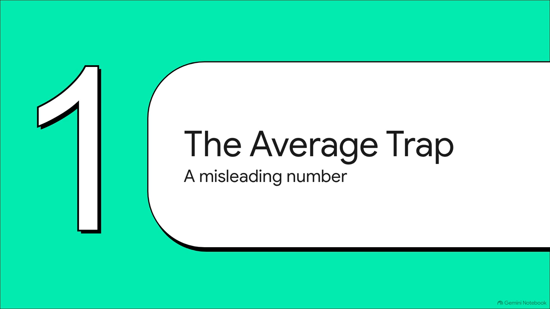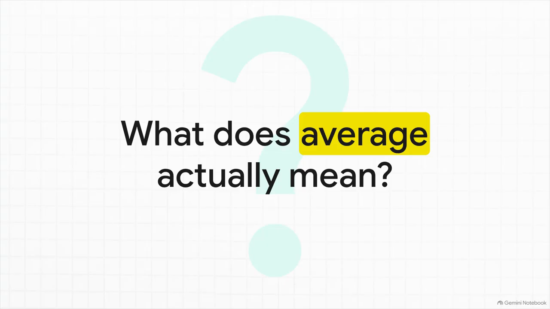Section 1. The average trap. The premise of the average trap is simple but absolutely critical. Relying on a single number to summarize a massive set of data can be incredibly misleading, which brings us to a really fundamental question. What does average actually mean? When you read a news headline claiming the average home price is skyrocketing or the average worker is doing great, what are they really telling you? We really need to challenge our basic assumptions about the everyday statistics we're constantly fed.